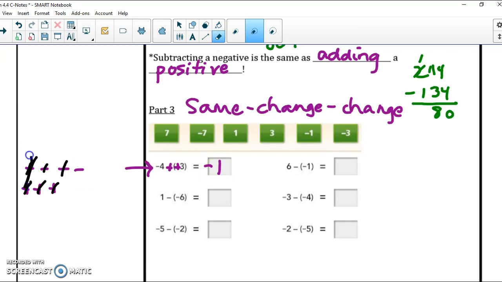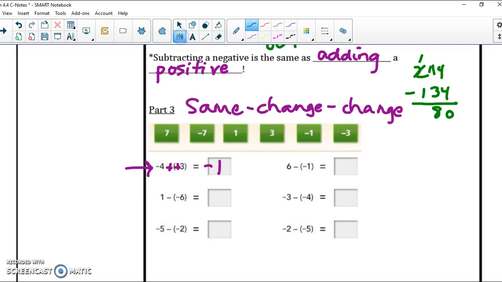So if you want to draw your pictures to help you practice applying these rules and double check your work, I think that's a great idea. All right, let's try the second one here. 1 minus negative 6. So I'm going to do same, change, change. I'm going to keep 1 the same, which means I'm going to keep its sign positive, and I'm going to change the next 2 signs I see. So they were negatives, now they're positives. So now I have 1 plus 6, which is 7. That's easy because same signs keep the sign.